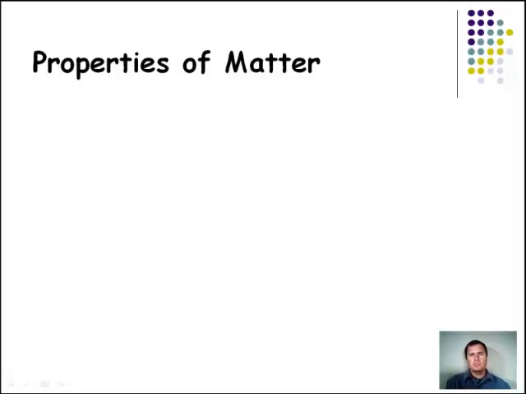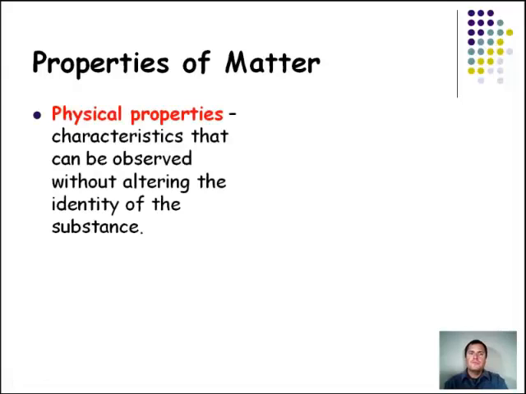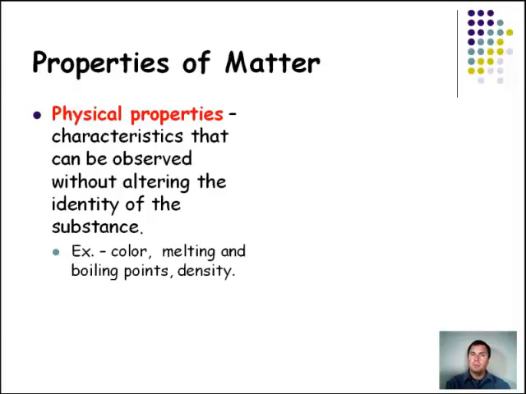Now, properties of matter. There are two basic properties that we talk about when we talk about matter. The first is the physical property. These are characteristics that can be observed without changing the identity of the substance. So take a piece of paper. If we rip it in half, we've made it smaller, but it's still paper. Other examples include the color, maybe the melting and boiling points, density. So we can observe these properties without changing the identity of the substance.